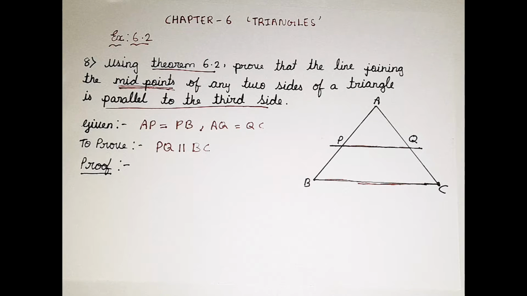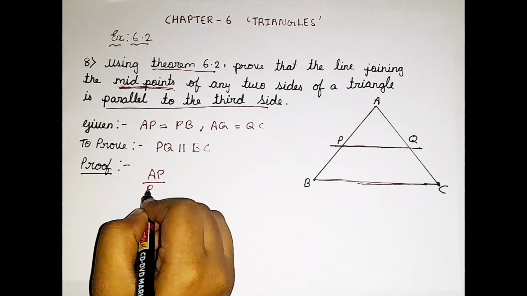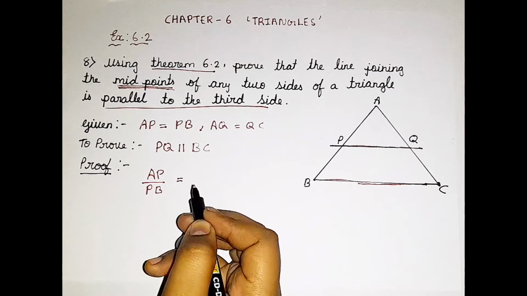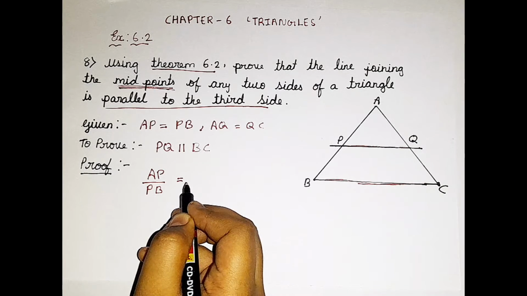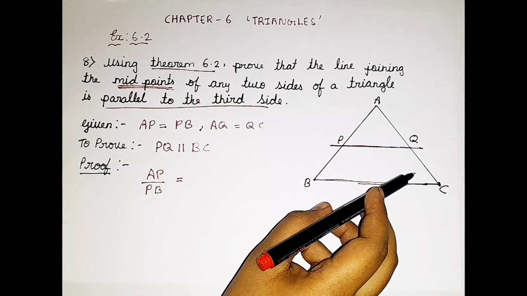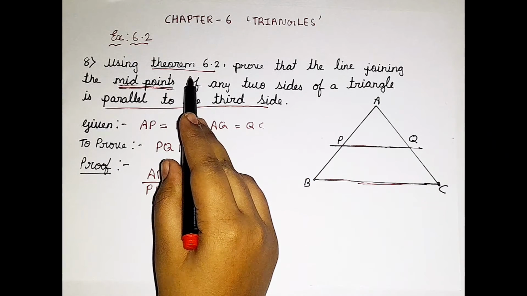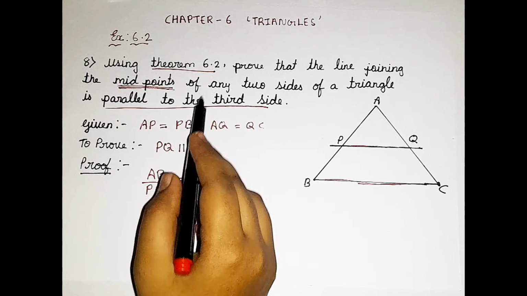Here I am not going to be applying BPT, that is the basic proportionality theorem. I am going to be doing something a little bit different. Though it seems difficult, I am going to be teaching it. First of all I am going to be writing AP by PB is equal to, and I am not going to be writing AQ by QC as in the basic proportionality theorem. I am not going to be using that. Why? Because according to the question we are supposed to use only Theorem 6.2, that is the converse of BPT.